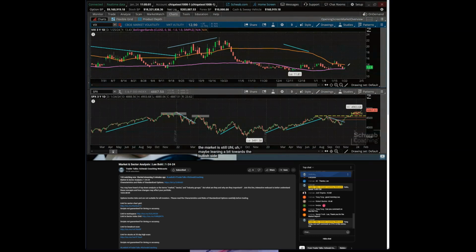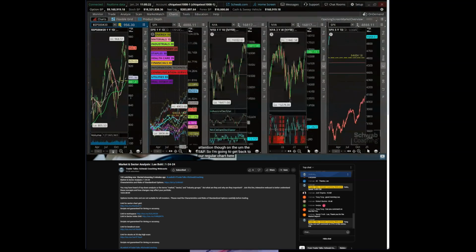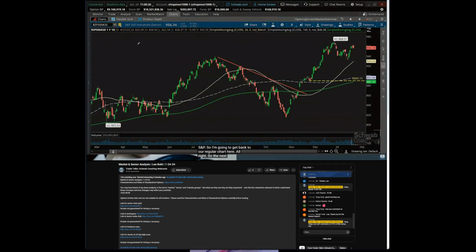Okay, we're going to do this again when we look at the NASDAQ. But for the NASDAQ, though, we don't look at the VIX, we look at the VXN, okay? But let's keep our attention on the S&P. So I'm going to get back to our regular chart here. All right. So the next thing we look at, so that was positive, and we put up the SPX again for many technical traders there.